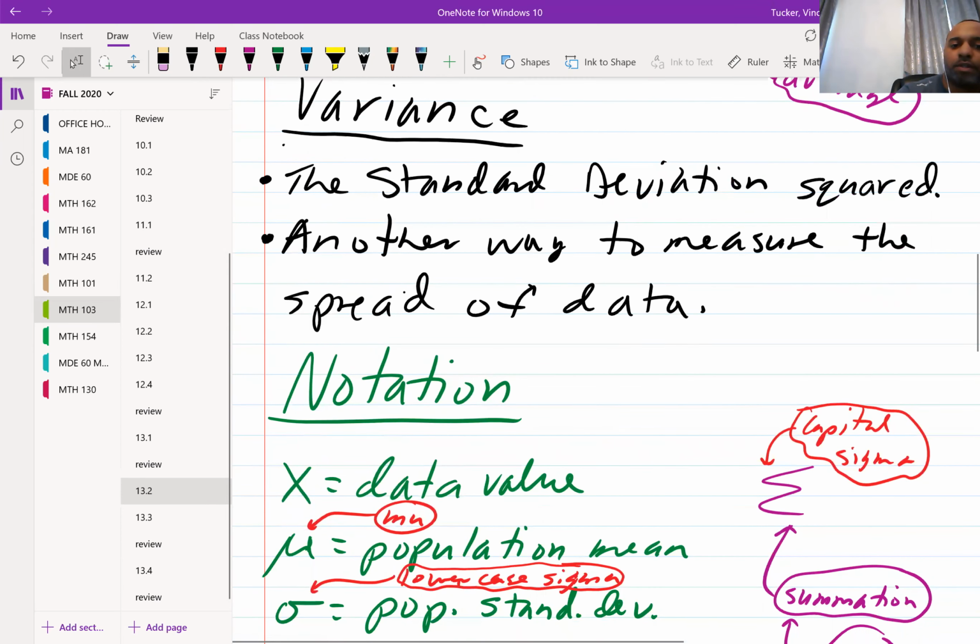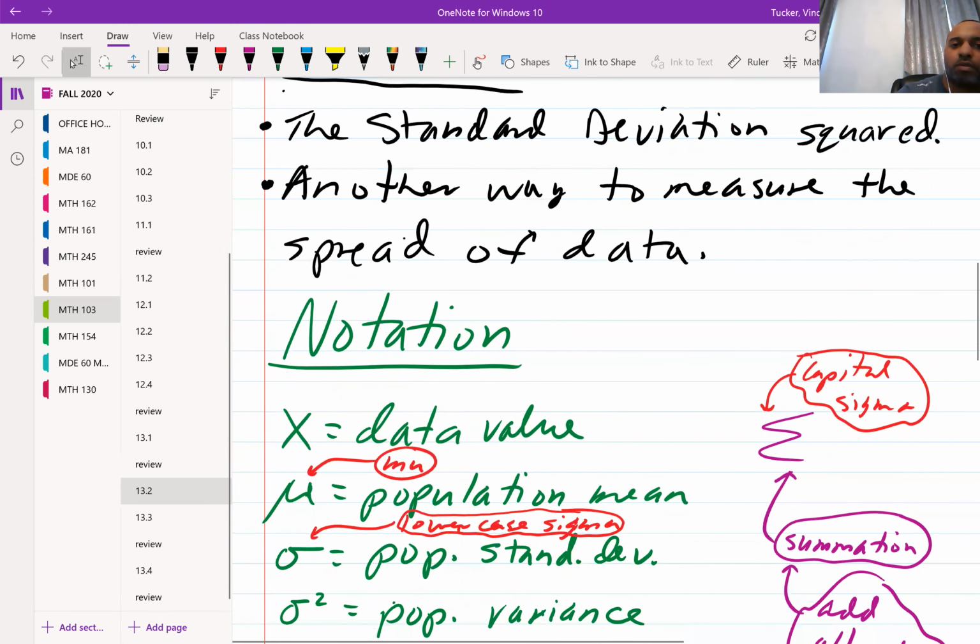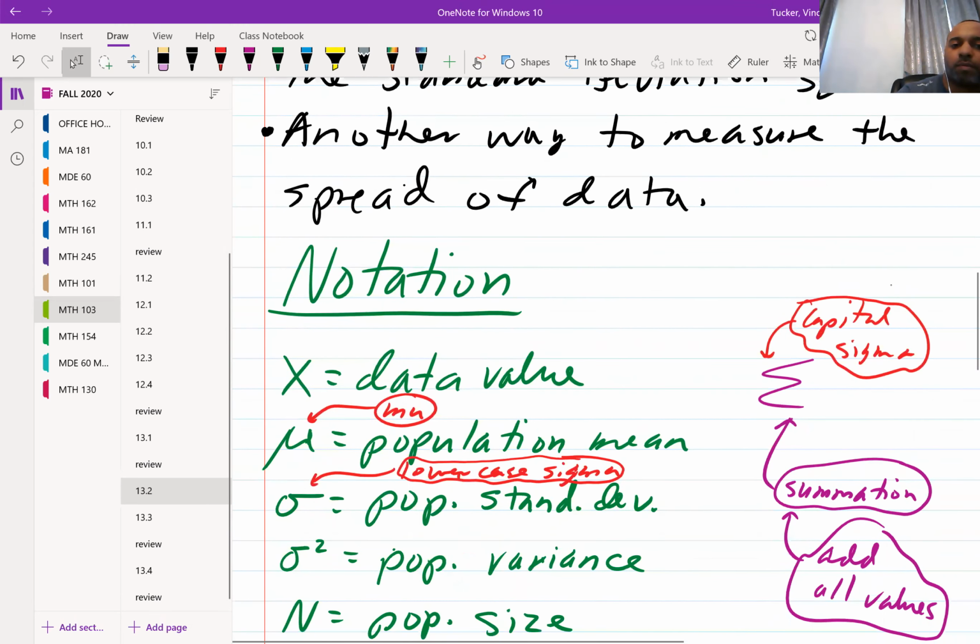Let's still hold on to variance. All right, so notation. X will always represent your data value. Now in statistics, your population will have different types of notation or different symbols versus your sample. If you're talking about a population in comparison to your sample, say Norfolk State student body, everybody in the student body is the population, and this class will be a sample of that population.